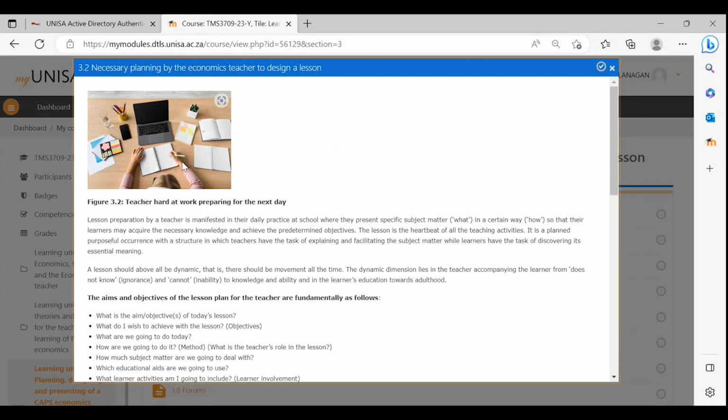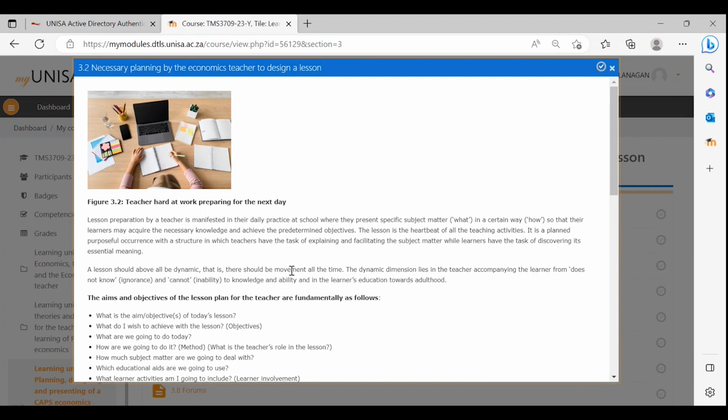And you can see there's a picture of a teacher that's hard at work preparing for the next day. No teacher that is worth his salt can go and teach without preparing. It is important that you sit down and you prepare your lessons for the next day. Otherwise, you are going to fail or your learners are going to fail in the classroom. The second paragraph tells us here a lesson should, above all, be dynamic. There should be movement at all times. And you can't determine that in the spur of the moment. It must be planned beforehand.